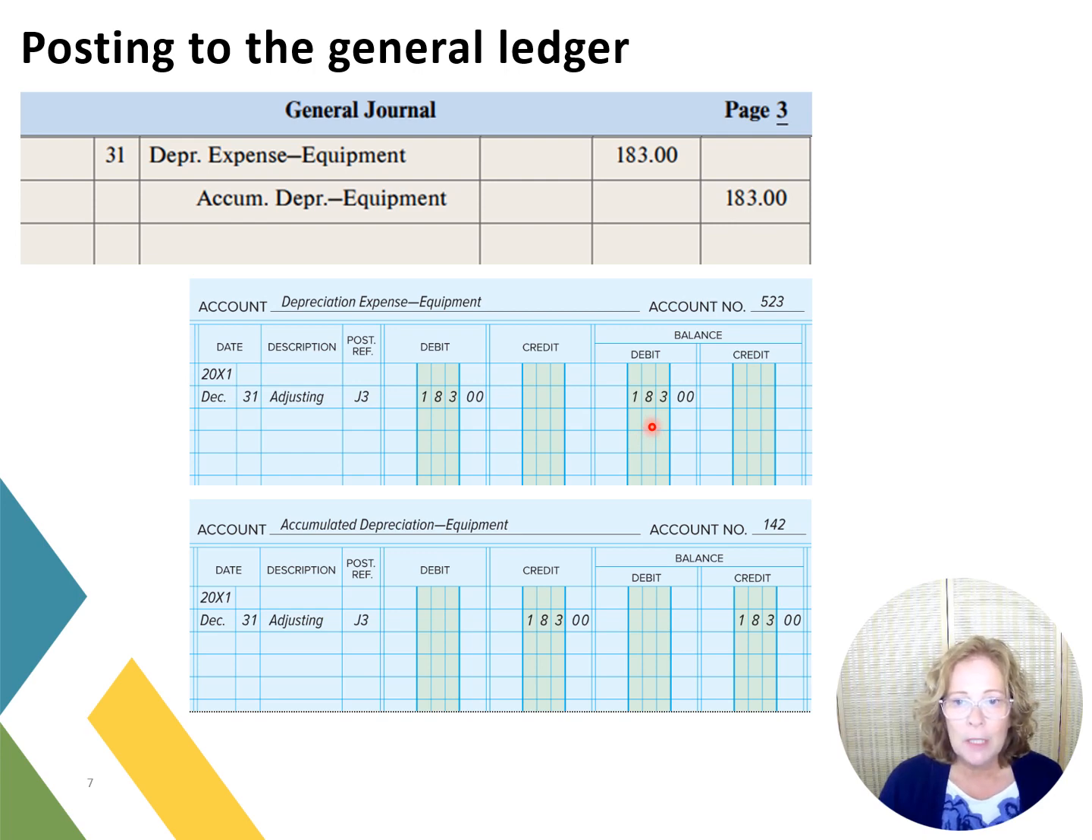The account we now need to credit is accumulated depreciation. Let's write the date into the date column, adjusting into the description column, the journal entry page J3 into the posting reference column, and $183 into the credit column. This account has no prior activity because the balance before entering this transaction is blank, and therefore the new balance is $183. What do we have to do next?